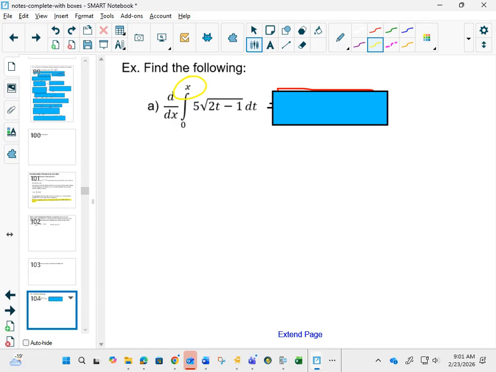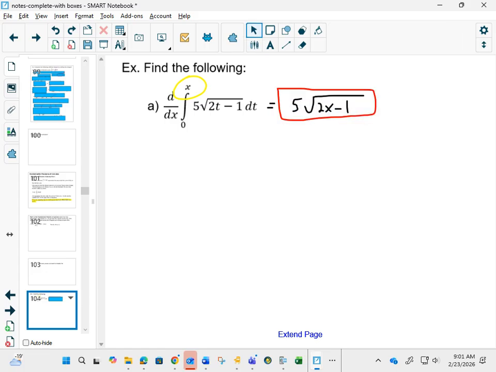And it's just a matter of, oh, so I just take this and replace the t with x. Yes, it is that easy. We take the part that is inside here, that was your f of t, and the fundamental theorem says the answer is f of x. So you just change your t to an x, and everything is straightforward and easy.